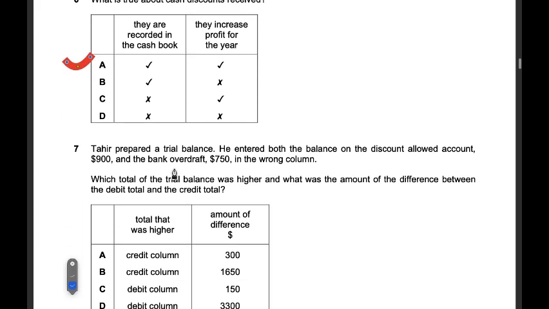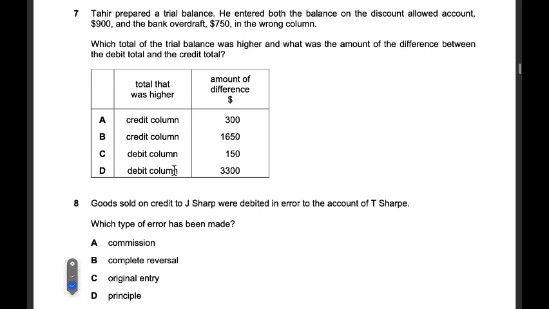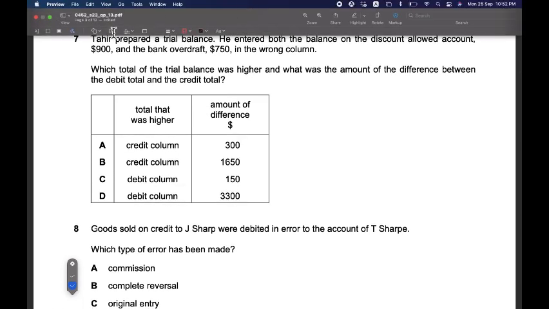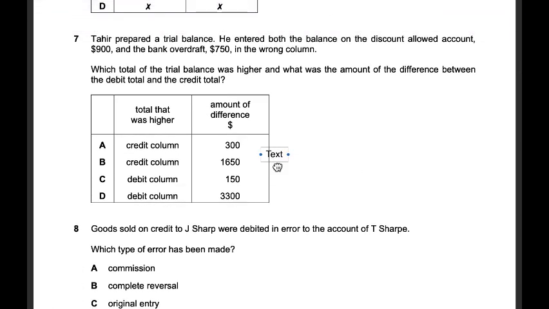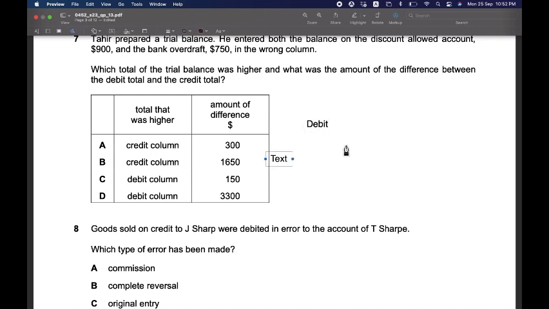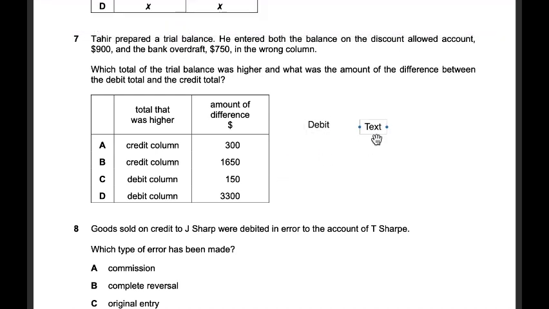Moving on, we have question number 7. Tahir prepared a trial balance. He entered both the balance on the discount allowed account 900 and the bank overdraft 750 in the wrong column. Which total of the trial balance was higher and what was the amount of difference between the debit total and the credit? Alright, so let's take debit here and let's take credit on the other side.